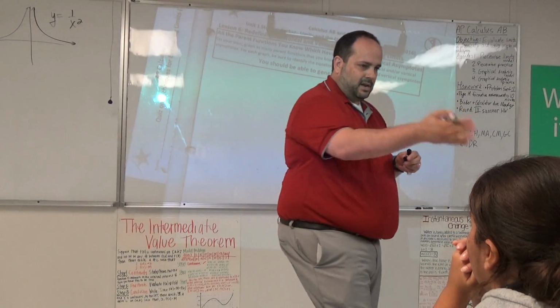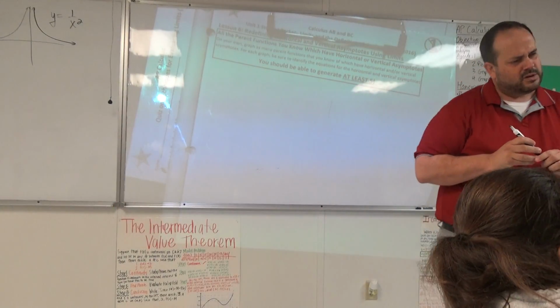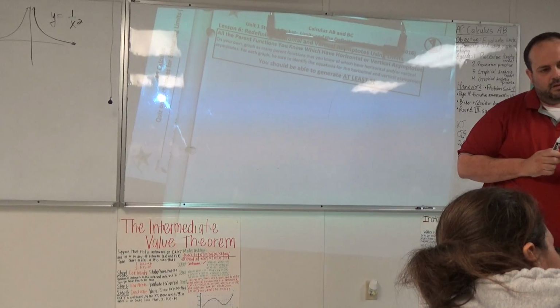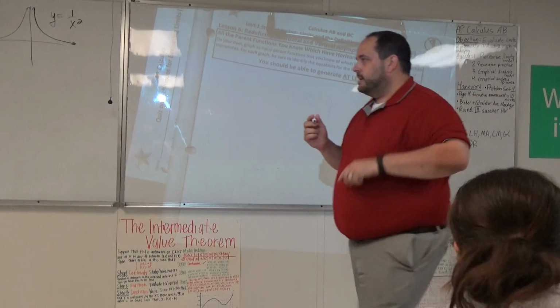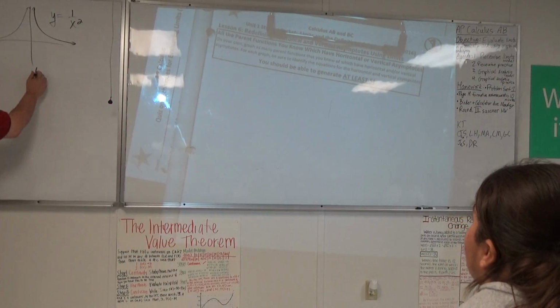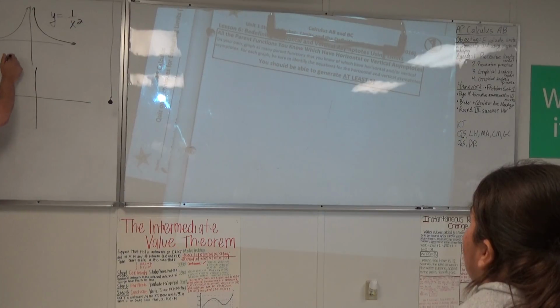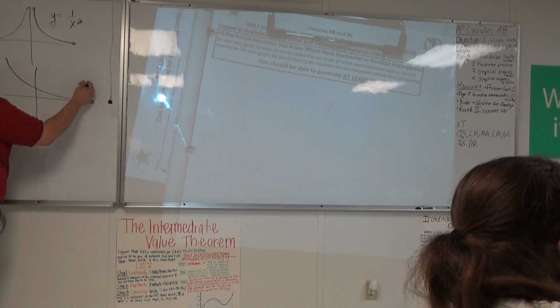There are vertical asymptotes and horizontal asymptotes. Can you give me an example of a parent function with a horizontal asymptote? E to the power negative x. Is that increasing left to right or decreasing left to right? Decreasing. Decreasing left to right.